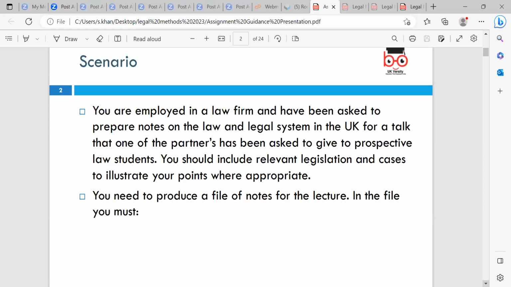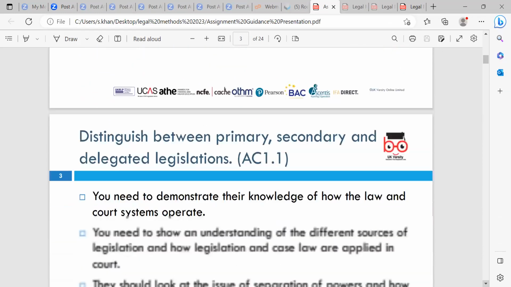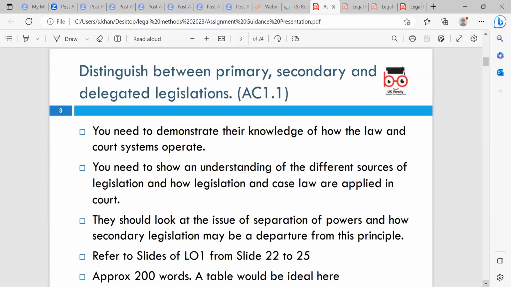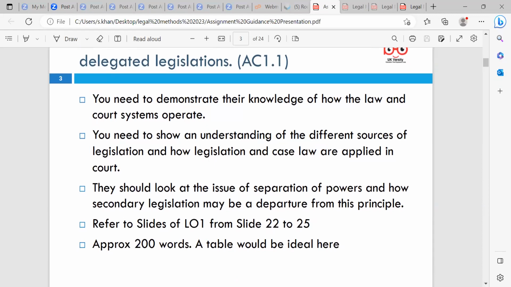You need to produce a file of notes for the lecture. In the file, you must distinguish between primary, secondary, and delegated legislation. So that's AC 1.1, learning outcome 1. You need to demonstrate their knowledge of how the law and the court systems operate. You need to show an understanding of the different sources of legislation and how legislation and case law are applied in court.